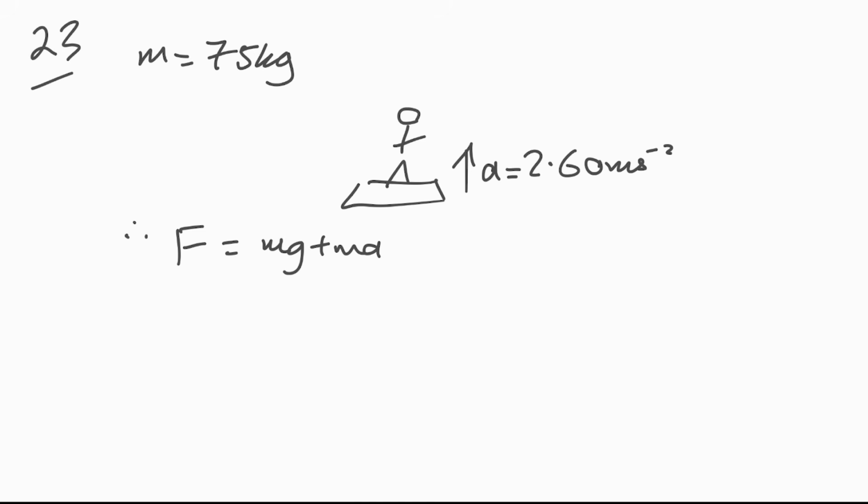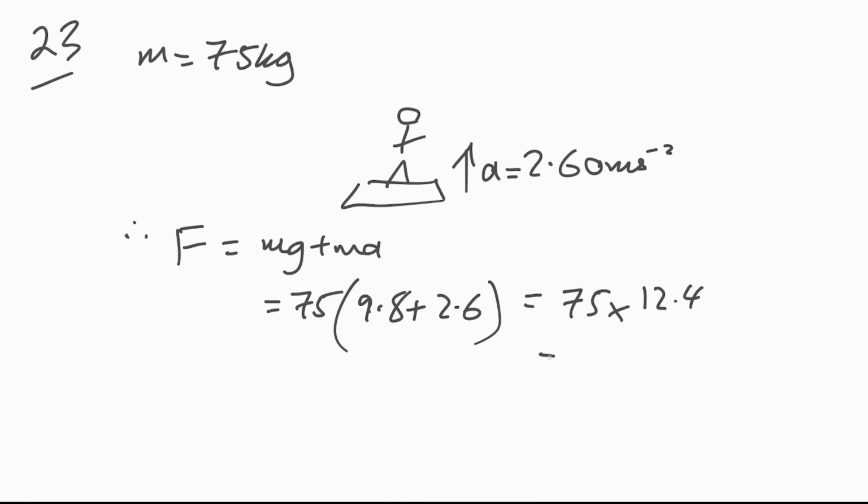If he was stationary or traveling upwards at a constant speed, then it would just be mg. But of course, it's going to be greater by ma. That's the extra force needed to accelerate it upwards. So easy peasy. So just 75, I'm going to factorize as well, times 9.8 plus 2.6, and that gives us 930 newtons. So I think the answer is D.